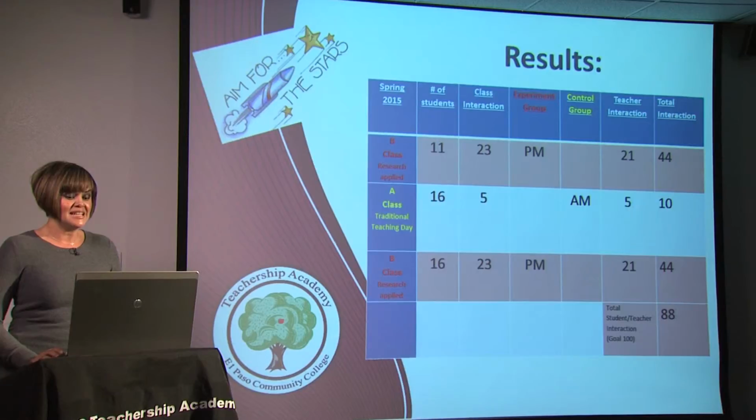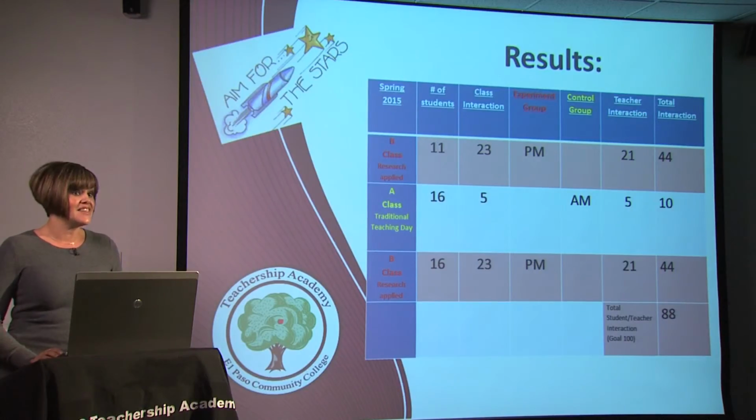Here are my results. In red is my experimental group, and in yellow is my control group. In class B, the afternoon class, you can see that my interactions total 44. The number of students was 16. 23 students were interacting 23 times with the teacher, and the teacher was interacting back 21 times, equaling 44.